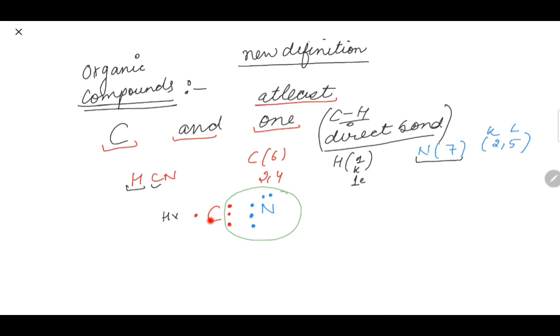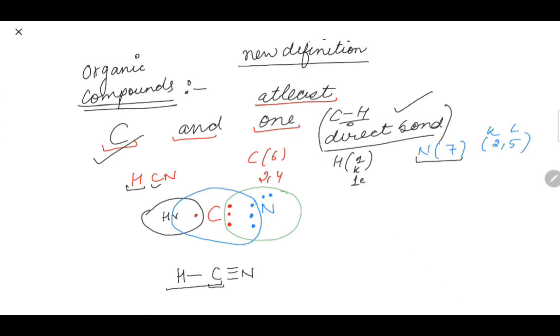Okay? So what do we have in here? We have another bond. So hydrogen is also sending its force of attraction on carbon. So carbon would also form the bond with hydrogen and nitrogen. So if I look at the structure, don't you think it is HC triple bond N? Yes or no? And here we have carbon. So one condition is fulfilled that it must contain carbon. And we also have a direct carbon to hydrogen bond. So thereby we would classify that HCN is an organic compound.